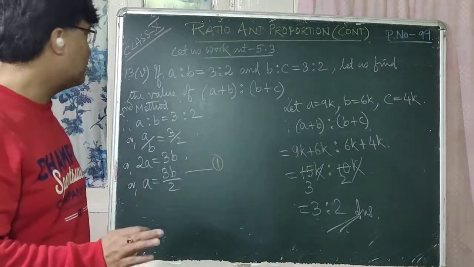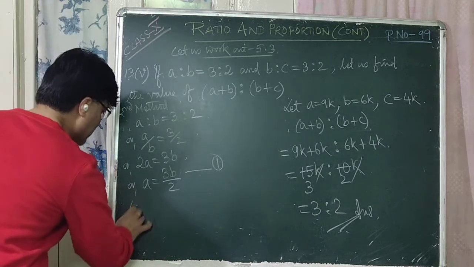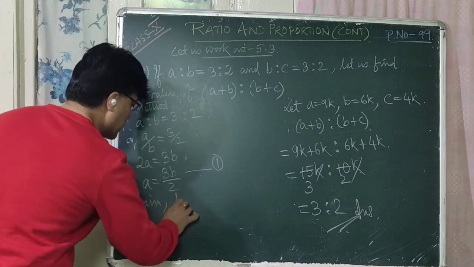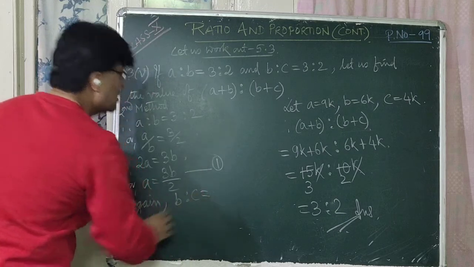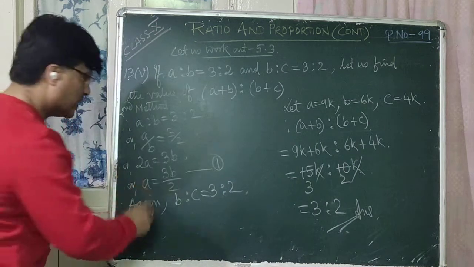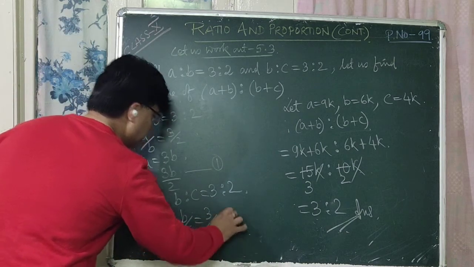Is that clear to all of you? That is A is equal to 3B by 2. Again, what is the second given here? B is to C is equal to 3 is to 2. Let us write it in terms of fraction. B by C is equal to 3 by 2.